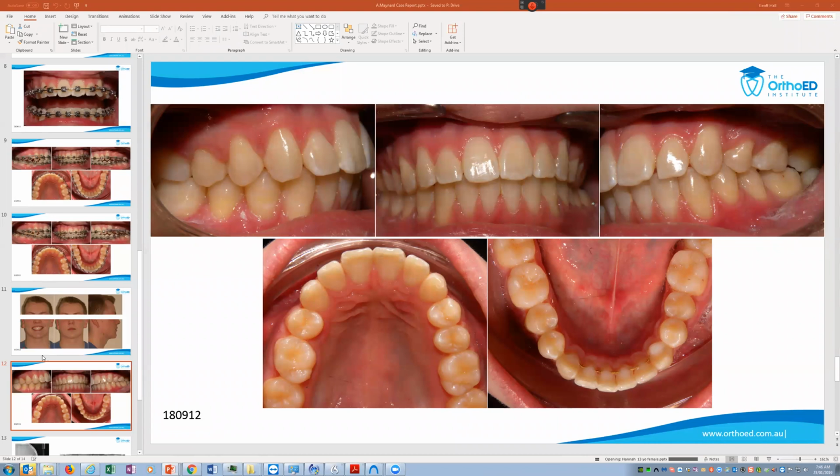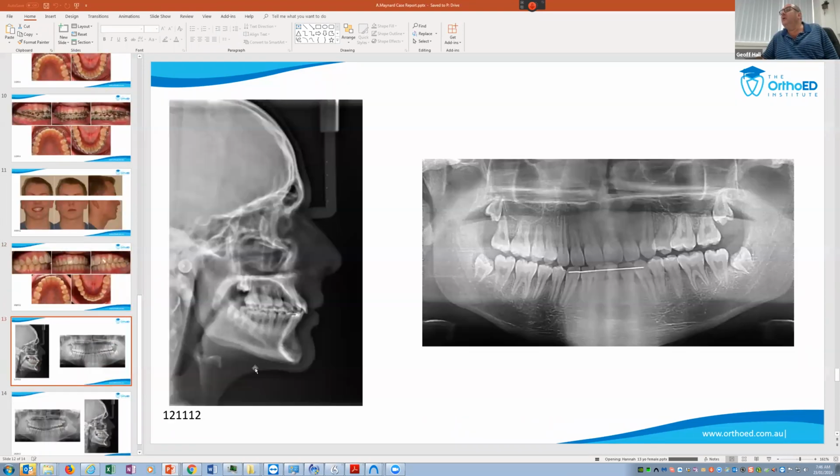Absolutely. So I thought this was a good case, and so let's have a look at this. So this is the OPG, which is pretty good. But if you have a look here, right, we took out the 4.